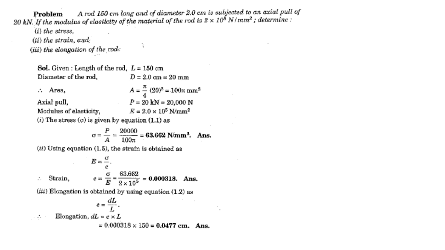The third one we have to find the elongation of the rod, delta L. So delta L is equal to strain into length of the rod. So therefore strain is equal to 0.000318 into length of the rod is equal to 150 centimeters. Therefore delta L is equal to 0.0477 centimeter.